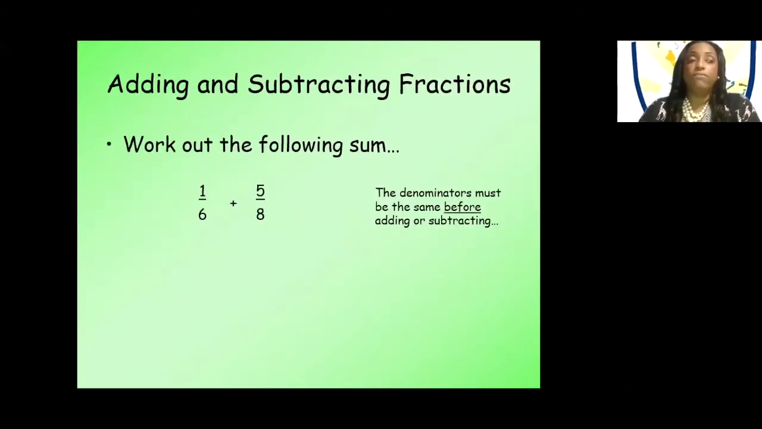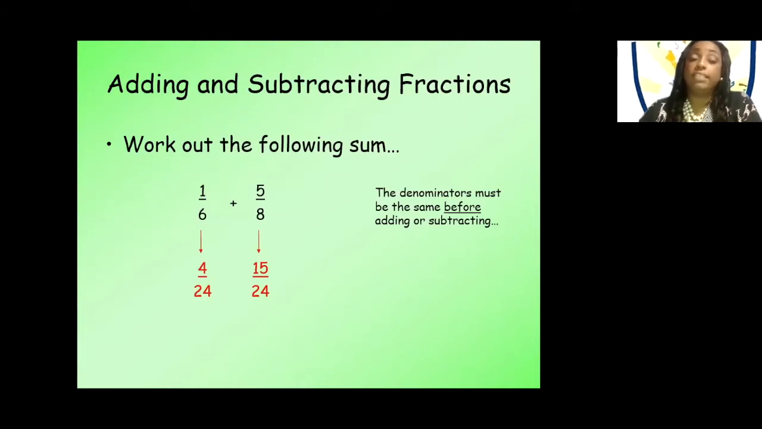Adding and subtracting fractions, we have an example for you to look at and to try and work with me. Again, the first thing you want to do is look at your denominators and decide whether or not those denominators are the same. In this case, we have 6 and 8. Denominators are different. What do you do? Again, you want to find the LCM, or the lowest common multiple, of 6 and 8. In this case, it's going to be 24.